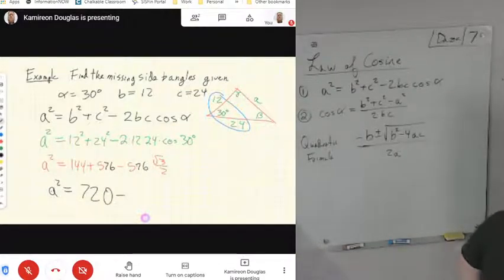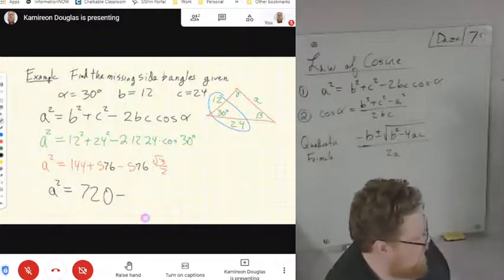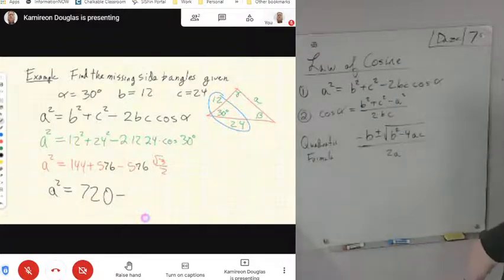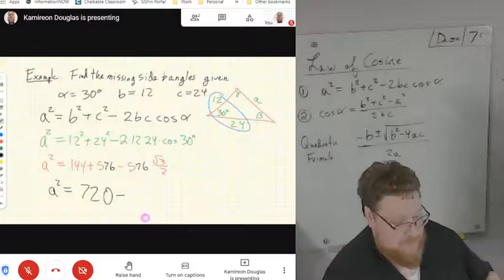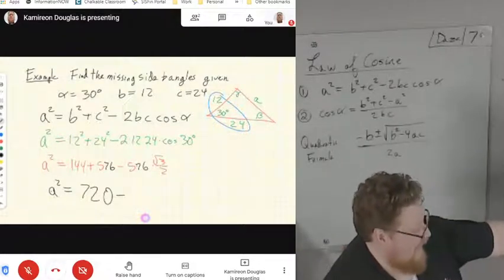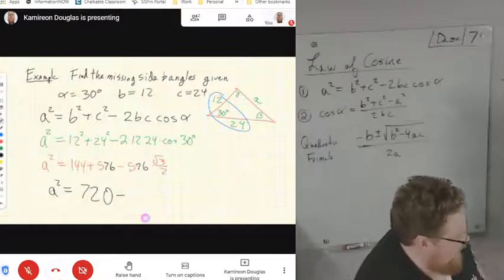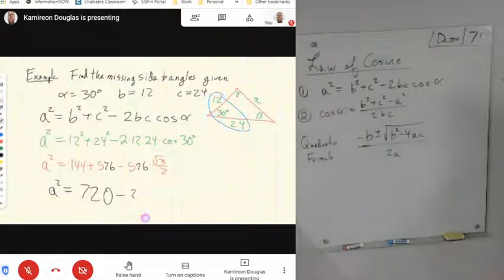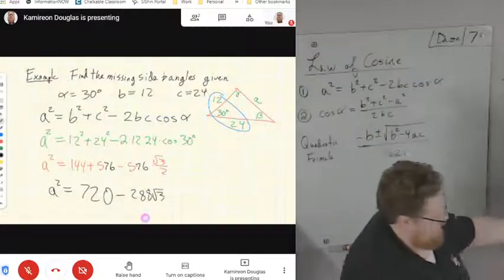Why don't we cancel the plus 576 and minus 576? Because this is times square root of 3 over 2. I have to do multiplication before I can add and subtract. 576, I can do the over 2. If I divide that by 2, I get 288 square root of 3. And that is what I get by hand if I do it.